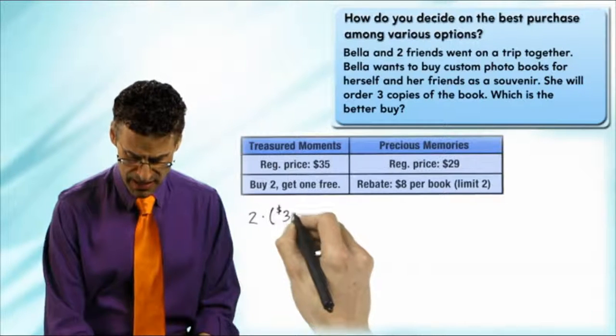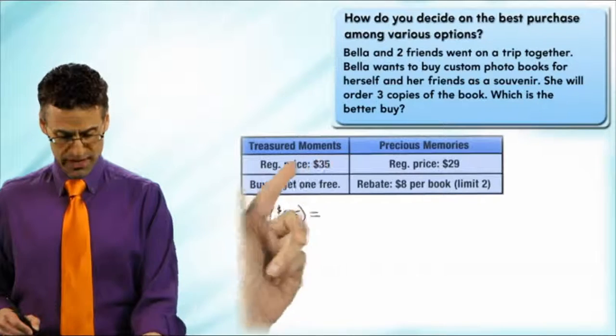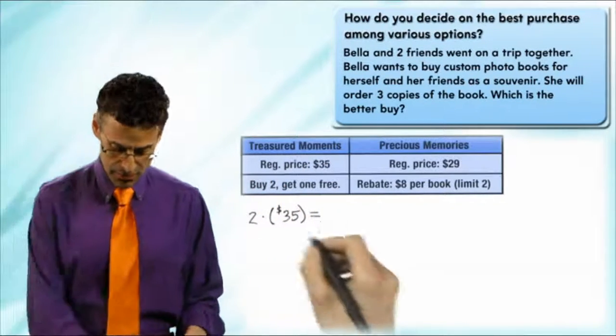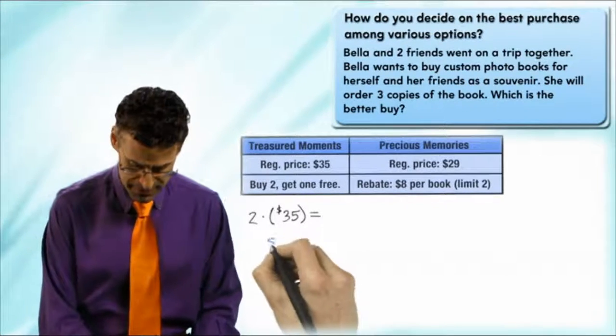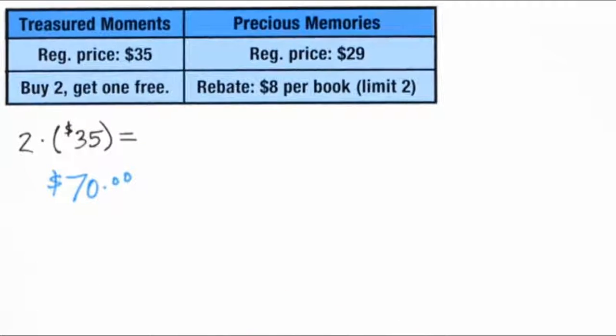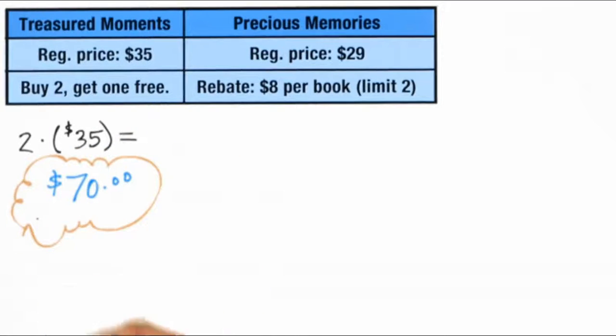Because once we buy 2 books at the regular price, we get the last one for free. And that gives us the 3. So what is 2 times 35? It is, of course, we all know, $70. Okay, so that's the first possibility. We could spend $70 for these 3 custom books.